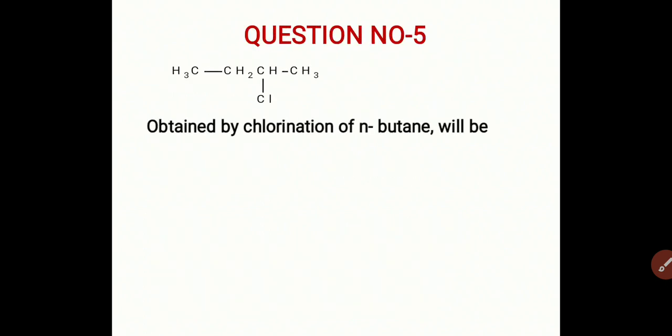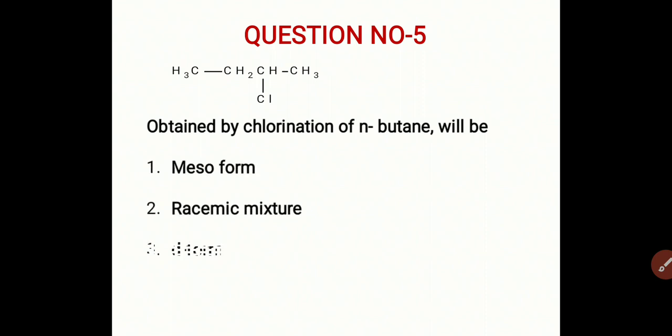Question number 5. This is the product given, CH3, CH2, CHCl, CH3, obtained by the chlorination of n-butane will be. They have given meso form, racemic mixture, D form, L form. We know that D form and L form are the forms of the optically active isomer. If that compound rotates plane polarized light in the right direction, we write it as D form. If it is the left direction, we write it as L form.